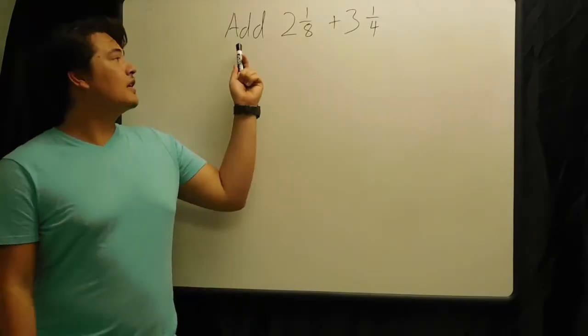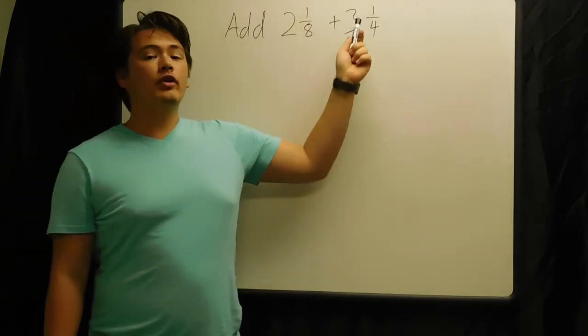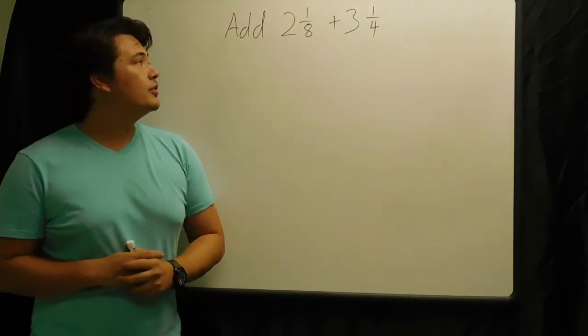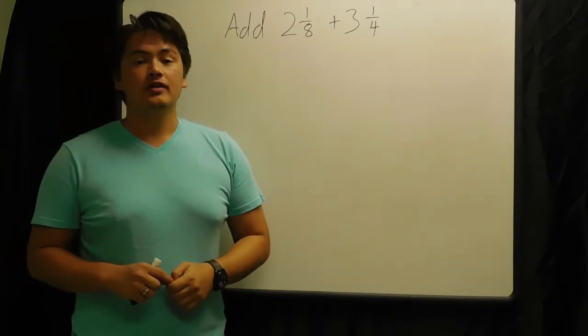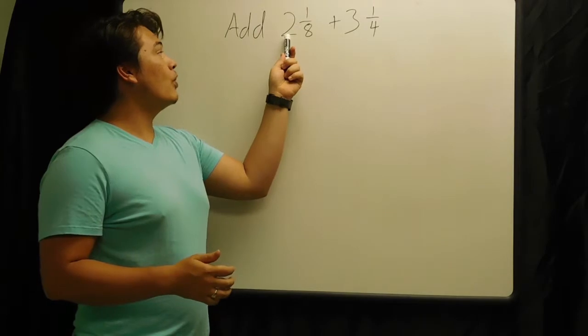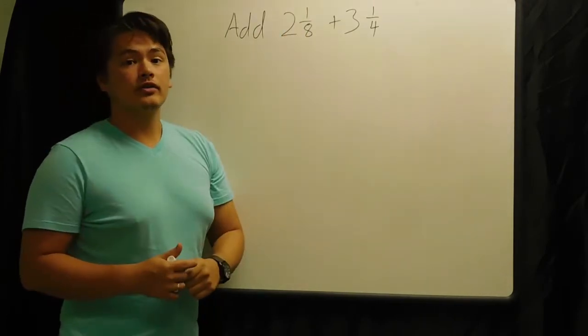This question is asking, add 2 and 1 over 8 plus 3 and 1 over 4. So before I start this problem, I'm going to make it into an improper fraction. How do I make it an improper fraction? I'm going to multiply the whole number by the denominator and then add the numerator.